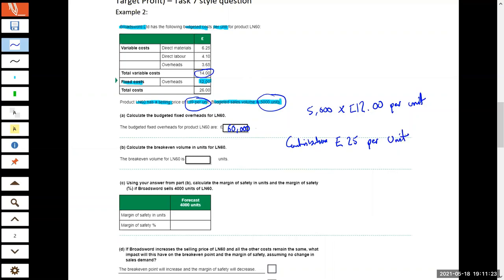Brilliant. Okay, so what is the break-even volume? If we've got to cover this £60,000 at a rate of £25 per unit, how long till we get? Yeah, brilliant. There we go. Couldn't even finish the question. And he's even put the answer.